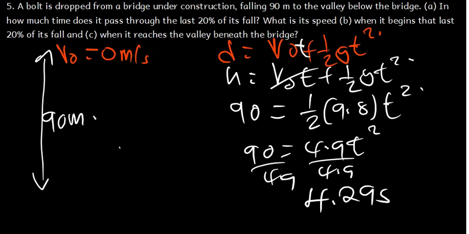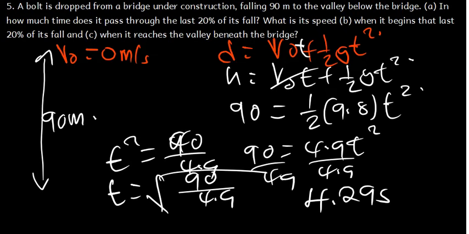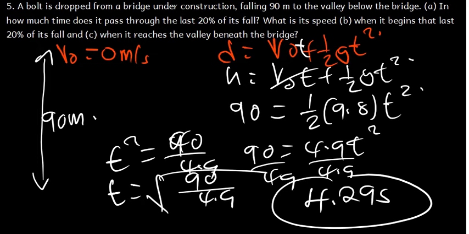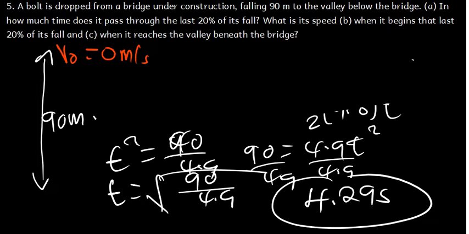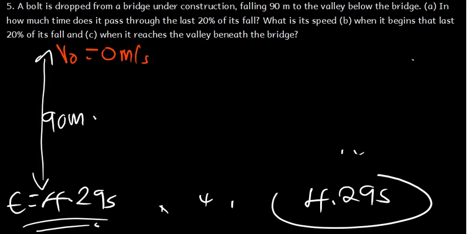So t squared is equal to 90 divided by 4.9, so t is equal to the square root of 90 divided by 4.9. When you get this, you find the total time. Now let's put it there. I'm going to put this total time on this side. So the total time is going to be 4.29 seconds. That is the total time.